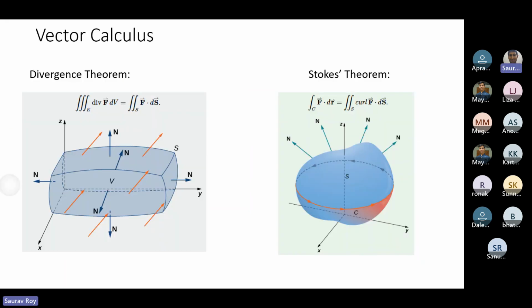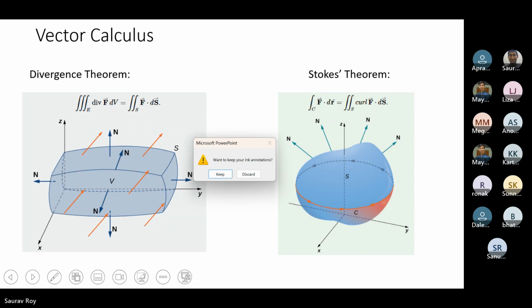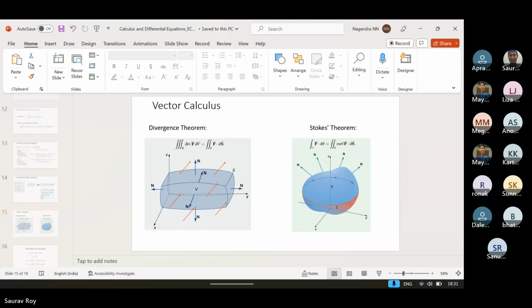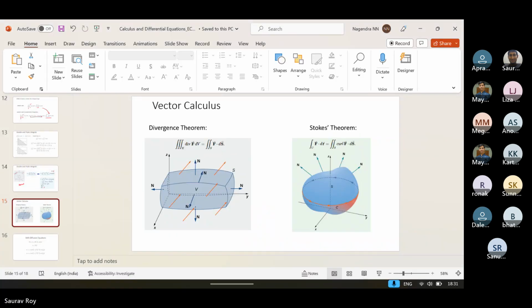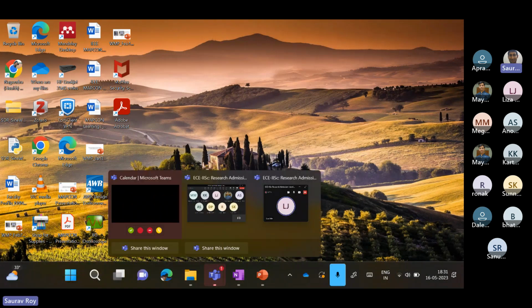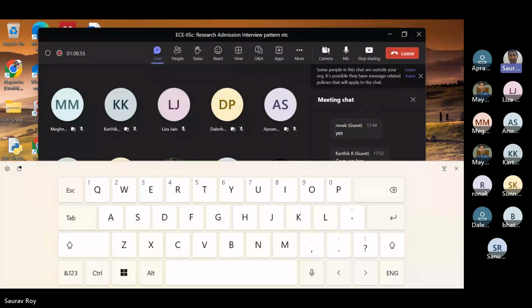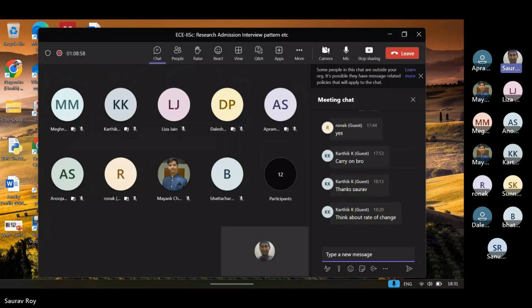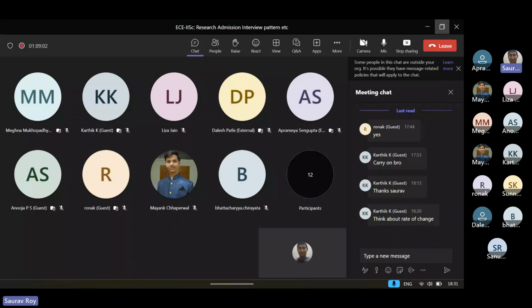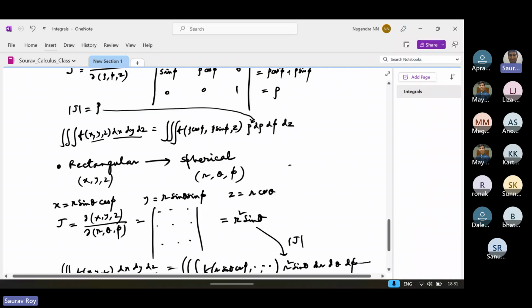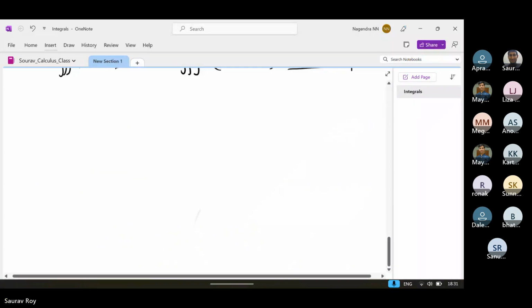Okay, so now we'll go to vector calculus. Before that, maybe I will go back to the slide. Somebody has something in the chat. Karthik has added. So we'll go to the OneNote again, and for vector calculus, we'll add some things.